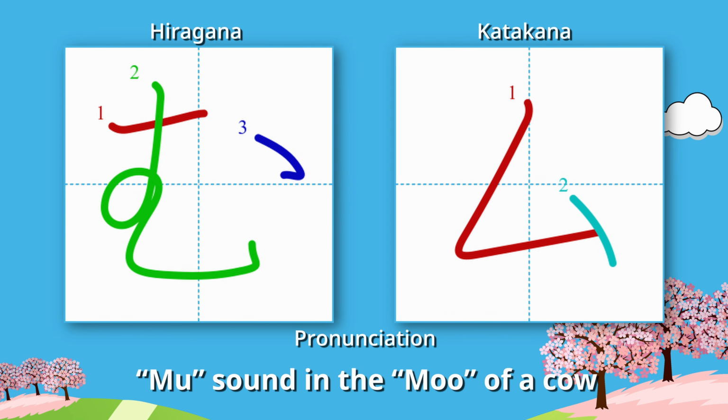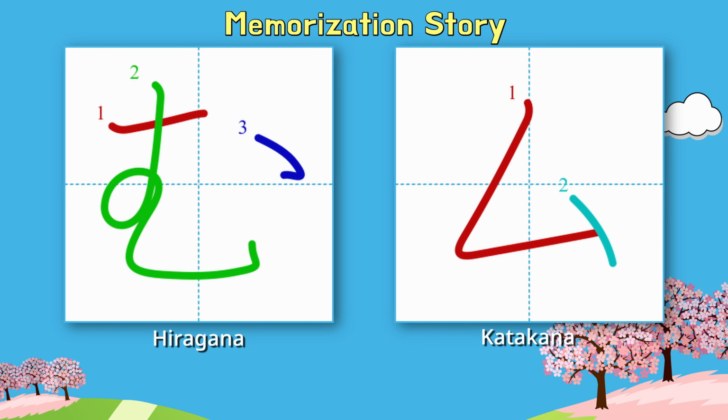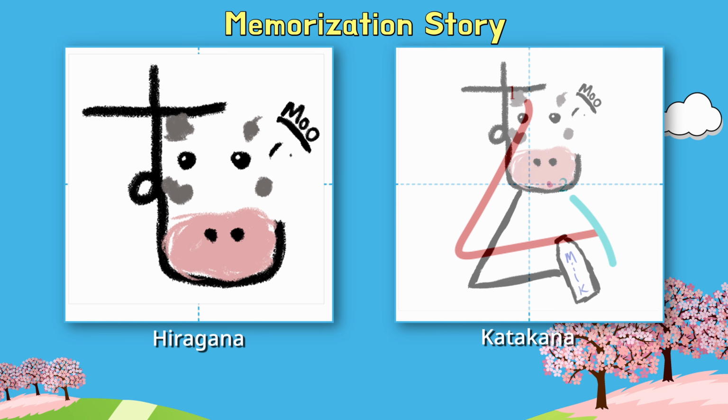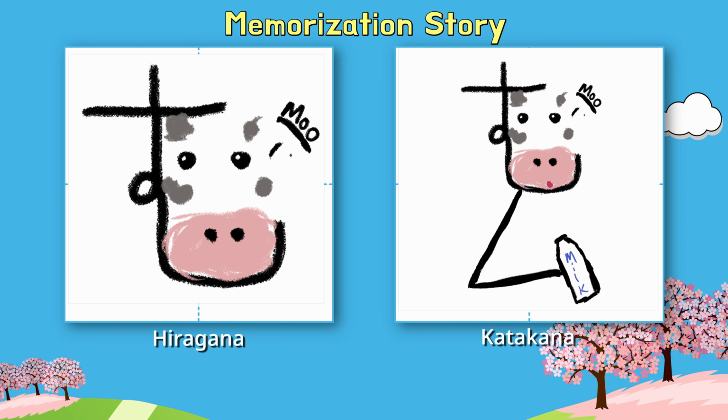These characters represent the mu sound in the moo of a cow. The hiragana mu is the head of a cow. Mooing, obviously. The little dot on the right is the moo speech bubble. The katakana mu, on the other hand, is that cow's arm holding a bottle of milk and mooing every time he lifts it up to take a drink.